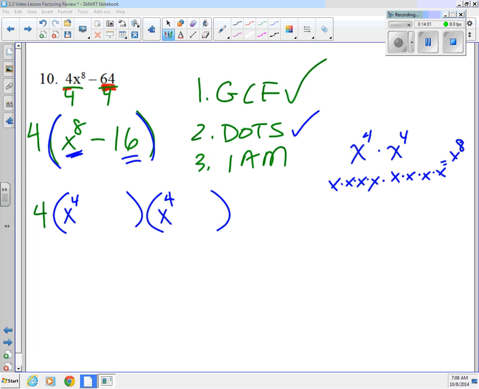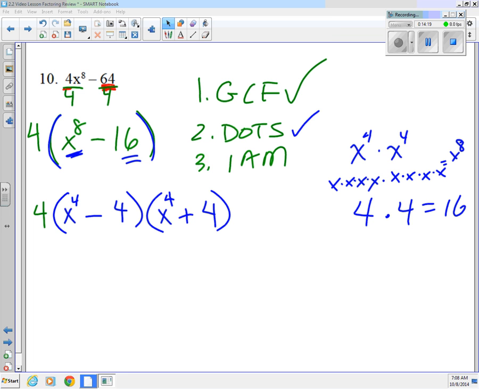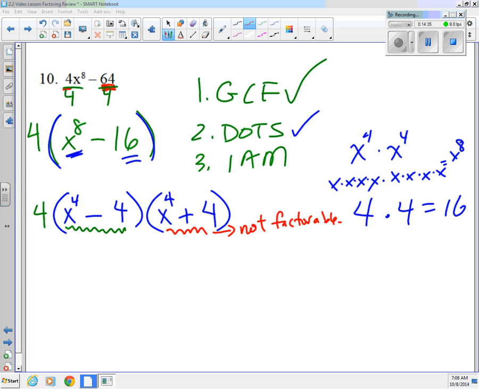My 16 becomes 4 because 4 times 4 equals 16. So these 4s are 4s for completely different reasons. That's why this is a good problem to illustrate it. So this 16 becomes 4 and 4, minus and plus. Now, if I look again at my blue stuff, this guy is also the difference of two squares. This guy is the sum of two squares, which is not factorable. That's not factorable. But the difference of two squares is again factorable.